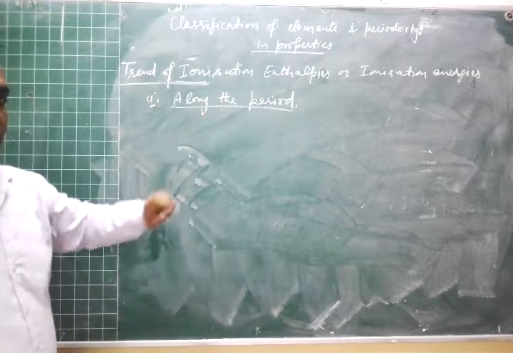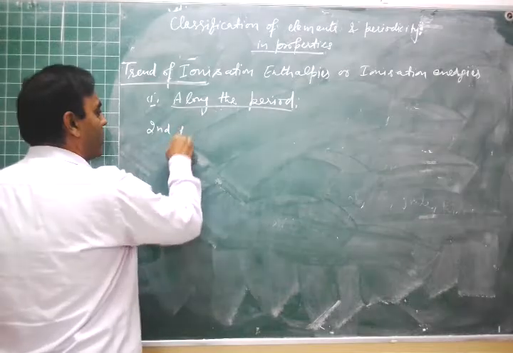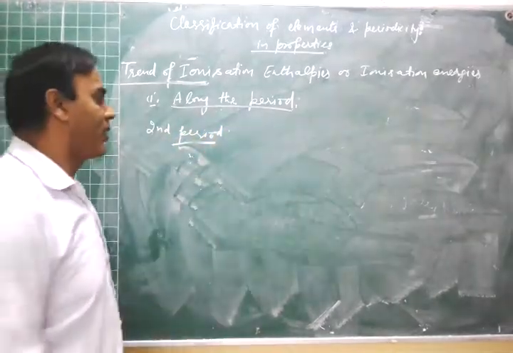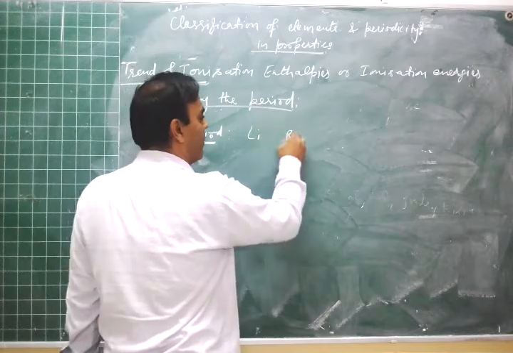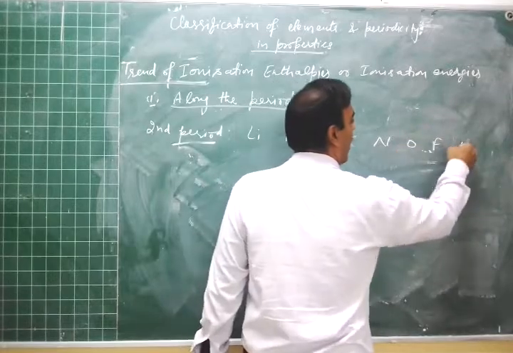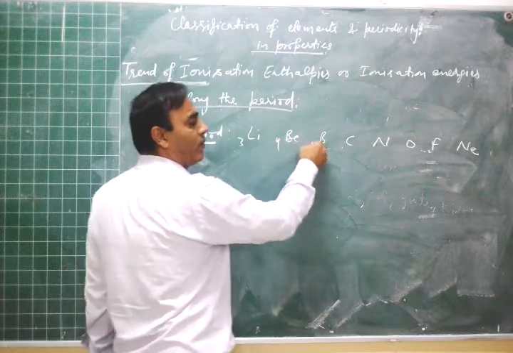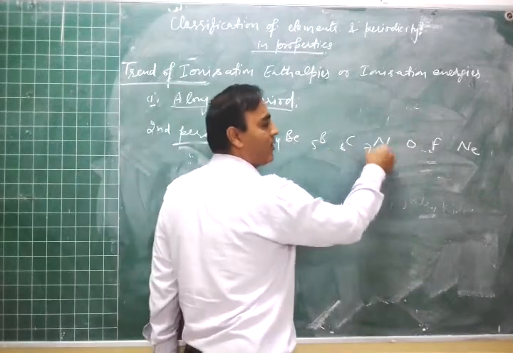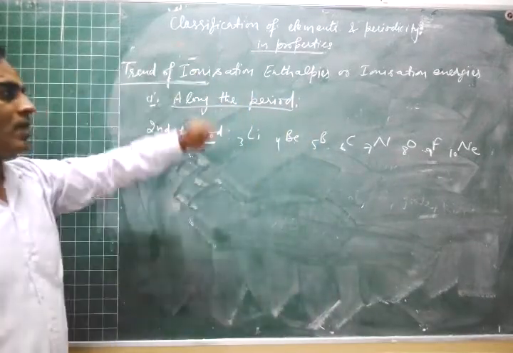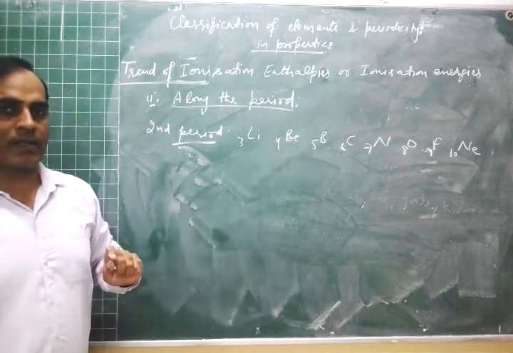As we move along the period, now I will take the second period, for example. So which elements are there in the second period? Lithium, beryllium, boron, carbon, nitrogen, oxygen, fluorine and neon. Atomic number 3, 4, 5, 6, 7, 8, 9 and 10. Right? So atomic number is increasing. That is, the number of protons are increasing.